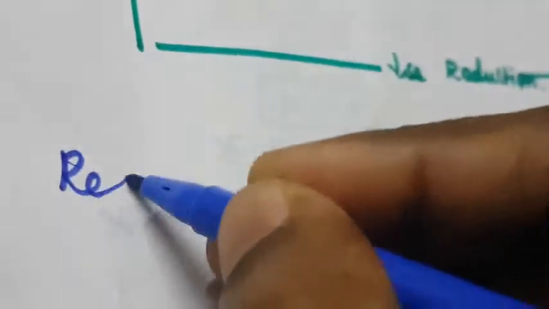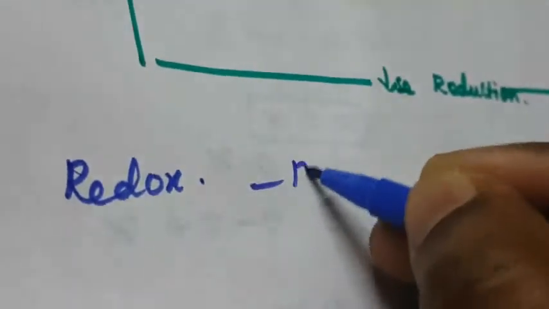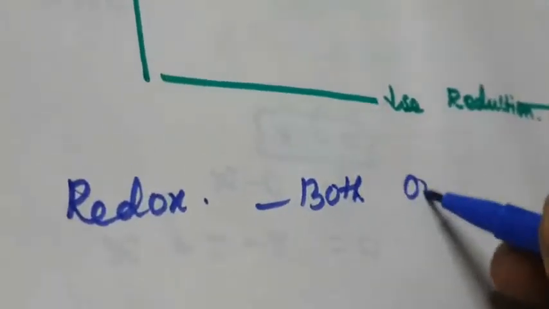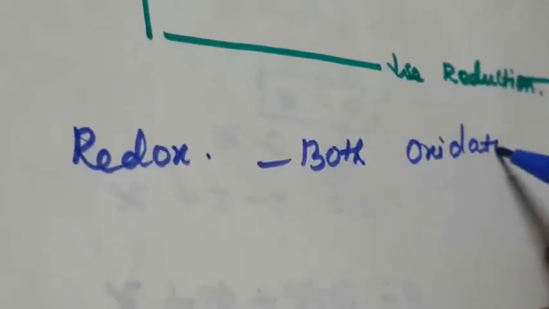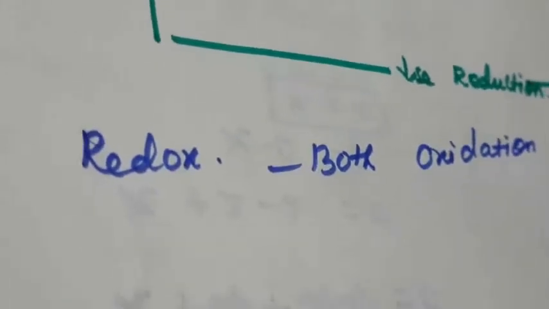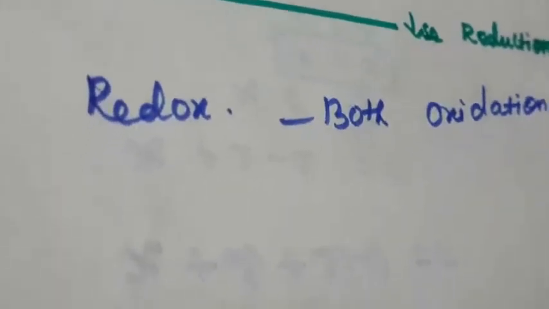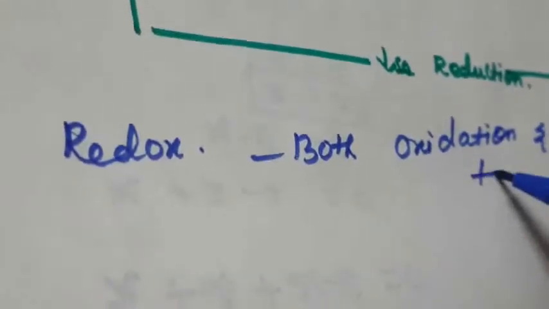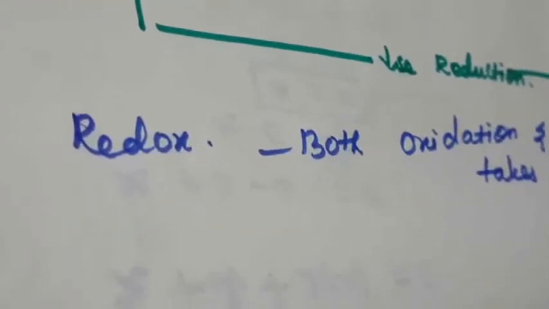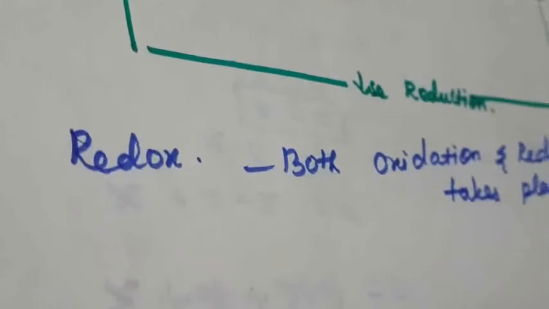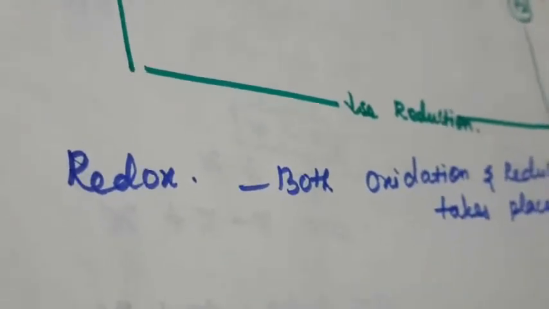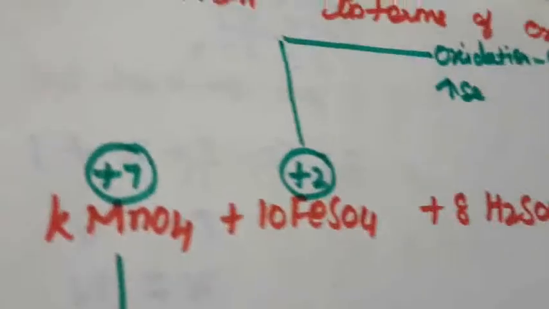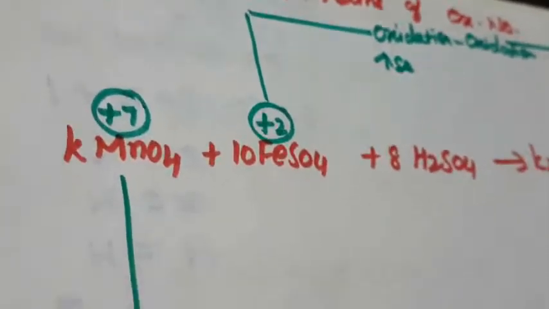So what is meant by redox reaction? Both oxidation and reduction take place in the same equation. This is one equation I have already given. So how to calculate that one?